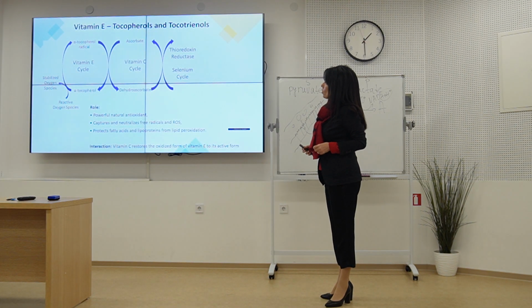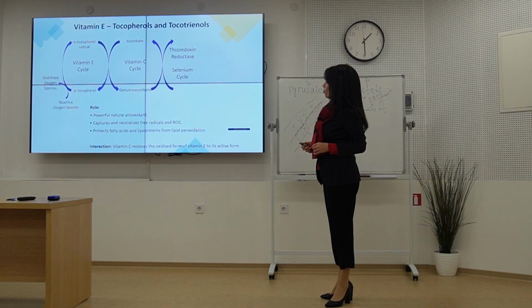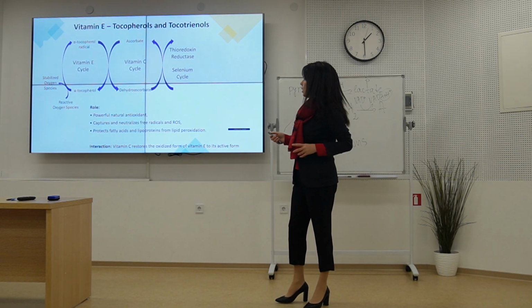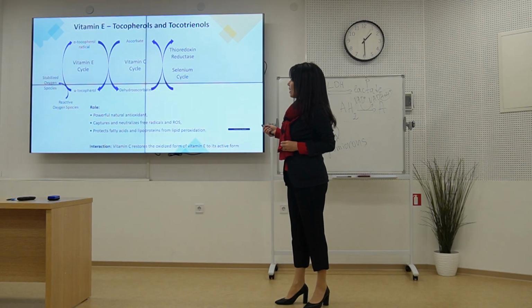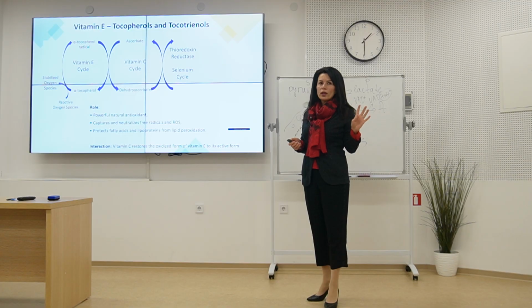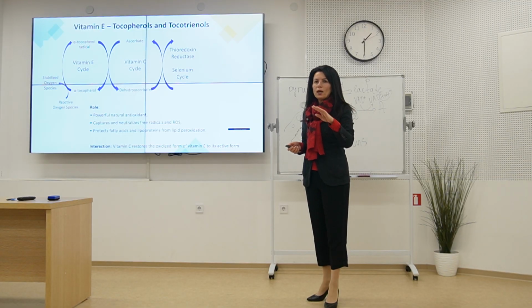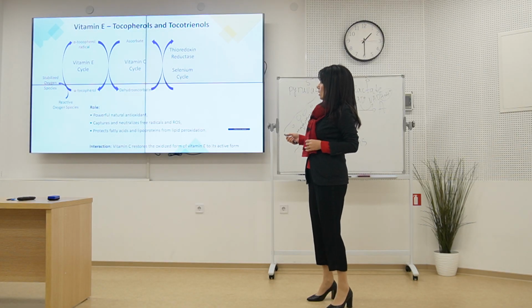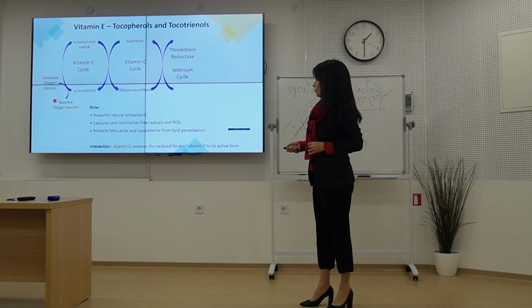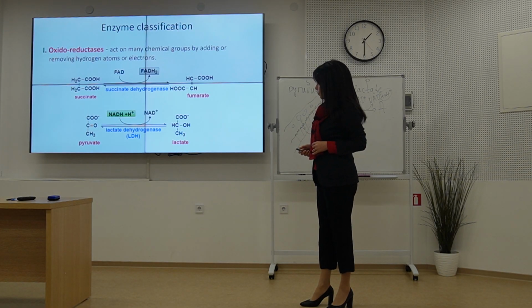Vitamin E, or tocopherols, includes tocopherols and tocotrienols, depending on whether there are double bonds. It is used in this cycle together with vitamin C. It's an absolutely natural antioxidant together with C. Both of the vitamins are powerful antioxidants in our body and can neutralize reactive oxygen species. And there is absolutely an interaction with vitamin C.